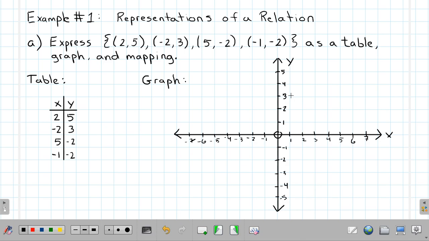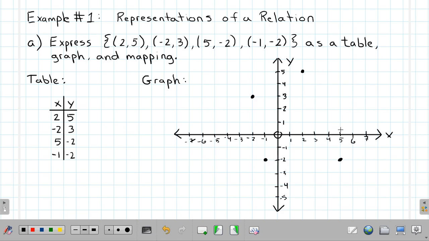Same kind of thing here. We have our coordinate plane. Let's graph these points. The point 2, 5 would be to the right 2, up 5. So we have this point. Okay, -2, 3: to the left 2, up 3. Once again, it matters whether the numbers are positive or negative because that tells you whether you go left or right, then up or down. Okay, 5, -2: 1, 2, 3, 4, 5, and -2, we're going to go down 2. And then -1, -2: we're going to go to the left 1 and down 2.